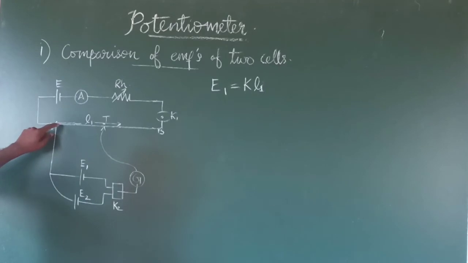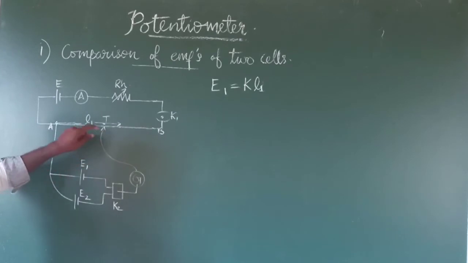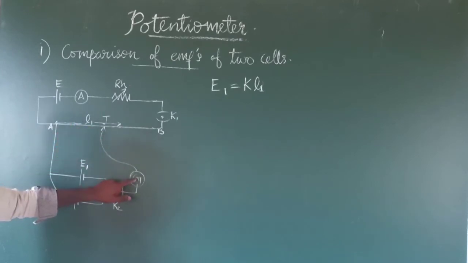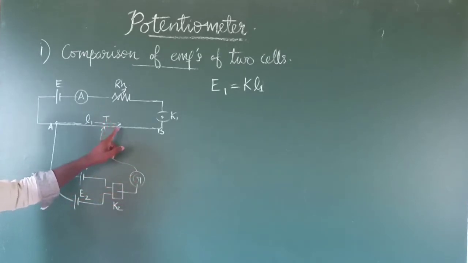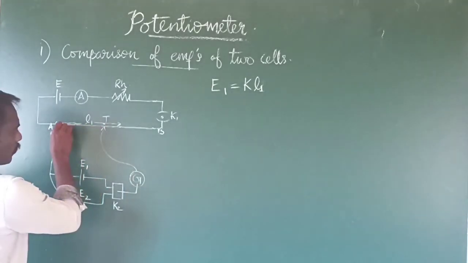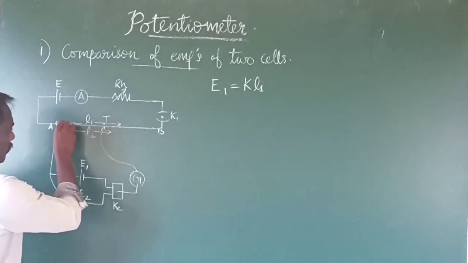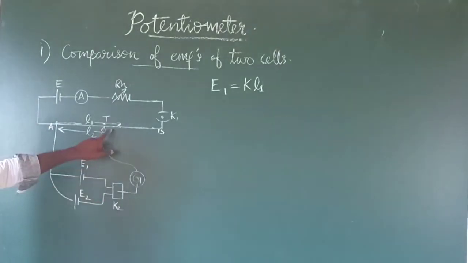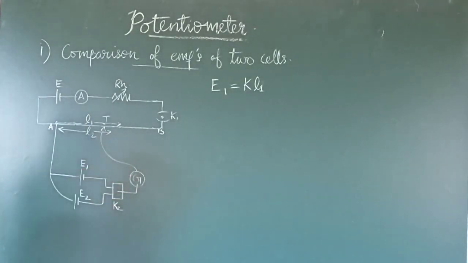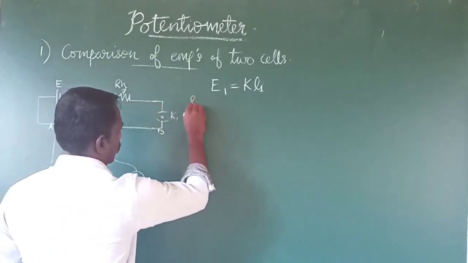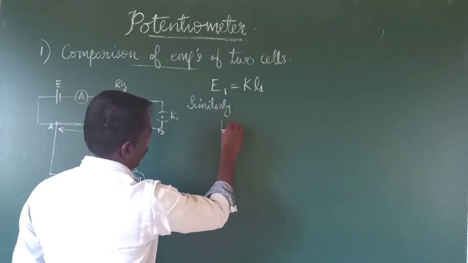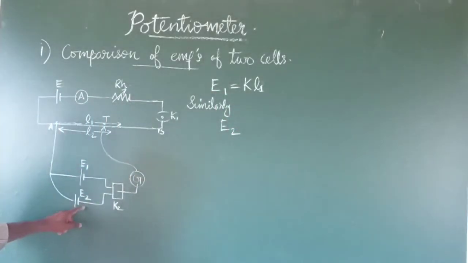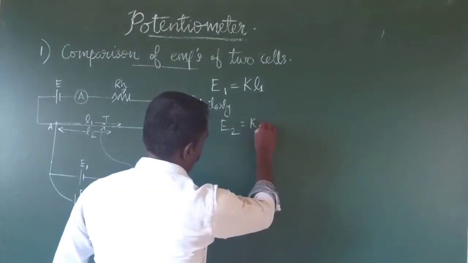Then follow the same procedure: slide the jockey over the wire and get a point where the galvanometer shows the 0 measurement. Suppose this is the length L2, the length at which the galvanometer shows the null point. Similarly, we can write E2, that is the EMF of the second cell, is equal to K into L2.